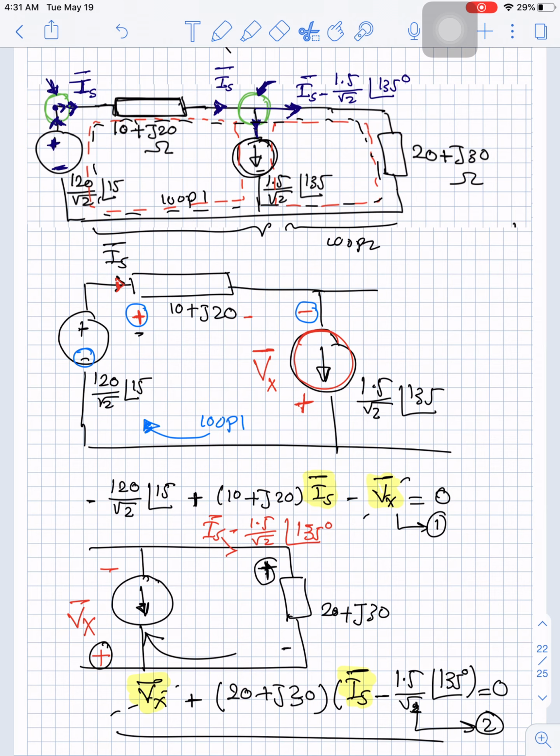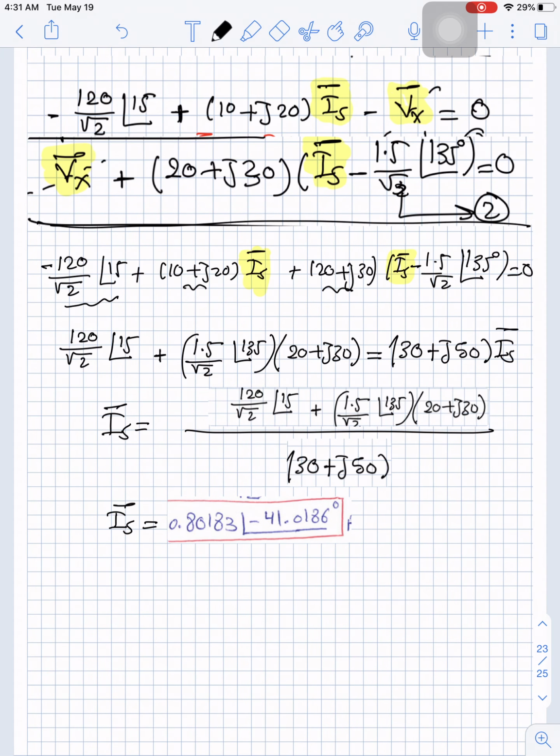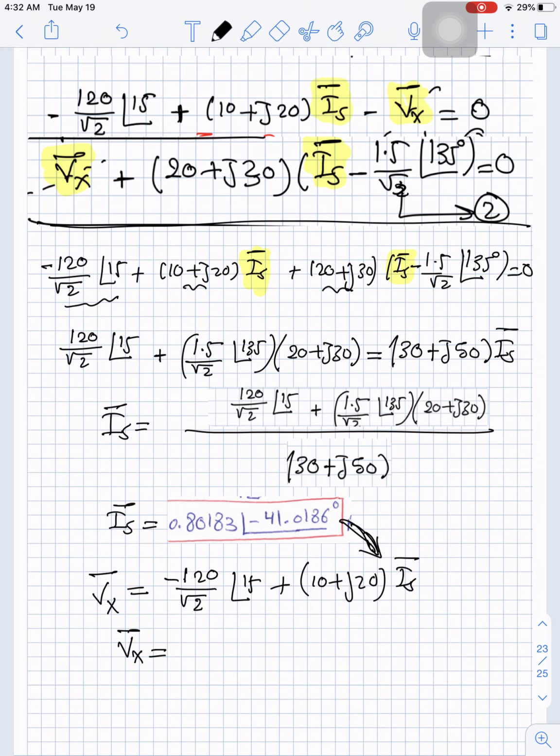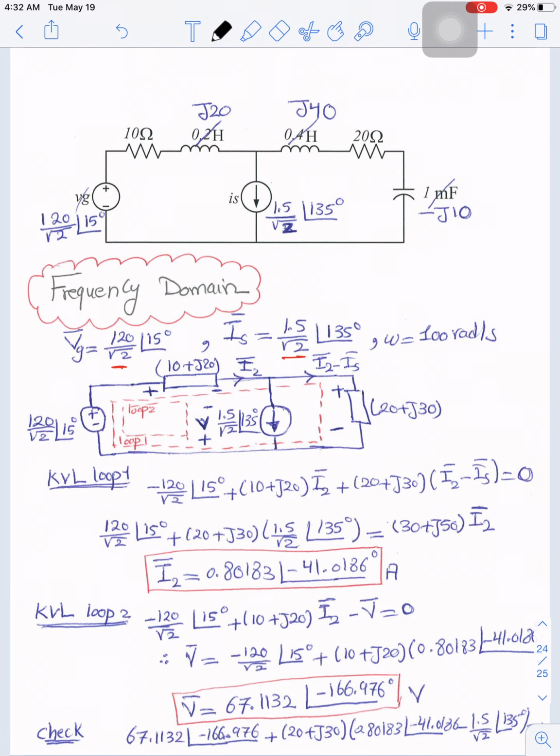Once we have I source, we can go to 1 or 2 to get Vx. So from 1 here, Vx can go to the other side. So we can find Vx as negative 120 divided by root 2 angle 15 plus (10 plus j20) I source, and here we have I source. So from this we can get Vx, which will be the value we have here.